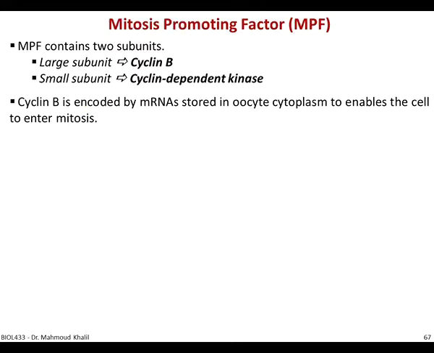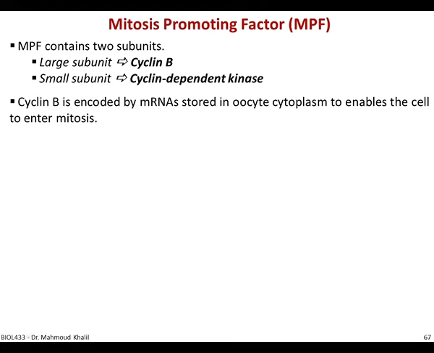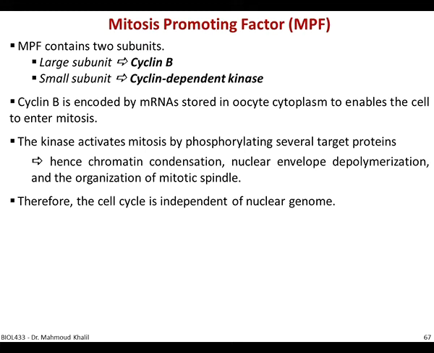So actually the mitosis promoting factor contains two subunits, as we can see from the figure here. It's cyclin B and CDC2. So a large subunit, which is cyclin B, and the small subunit, which is CDC2, the cyclin-dependent kinase. Cyclin B is encoded by messenger RNA that came from the oocyte. So it was not transcribed; it already exists in the cytoplasm of the oocyte. And this enables the cell to enter mitosis, while the kinase will activate mitosis by phosphorylating other target proteins.